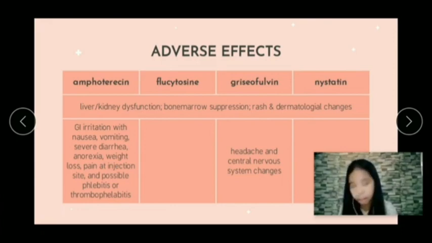Amphotericin B specifically is also associated with GI irritation with nausea, vomiting, and potentially severe diarrhea, anorexia, weight loss, and pain at the injection site with the possibility of phlebitis or thrombophlebitis. On the other hand, the adverse effects of griseofulvin are relatively mild, with headache and central nervous system changes occurring most frequently.